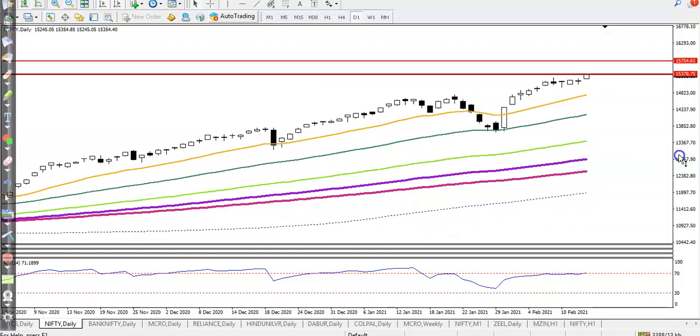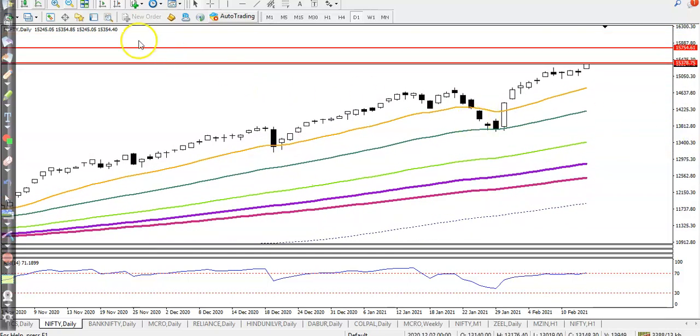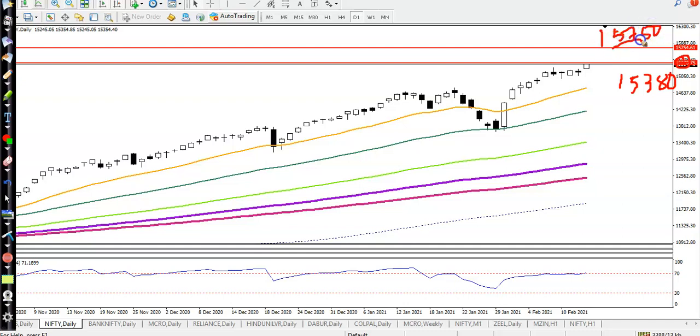Now I can see the resistance line around 1.5380. Let me write this point again, 1.5380, first resistance somewhere there, and another resistance is 1.5750. That is the other resistance line. So we have seen two resistance lines.